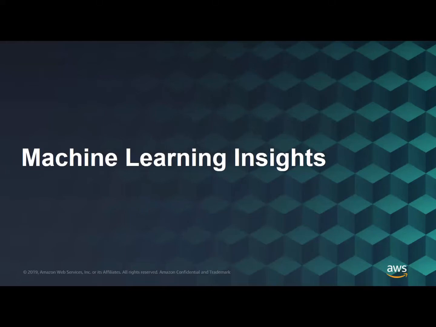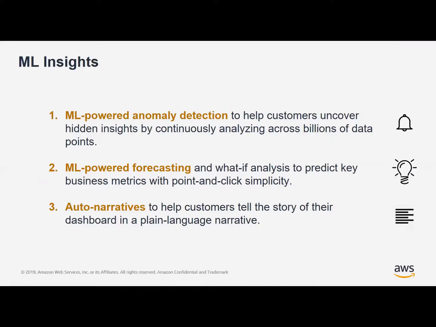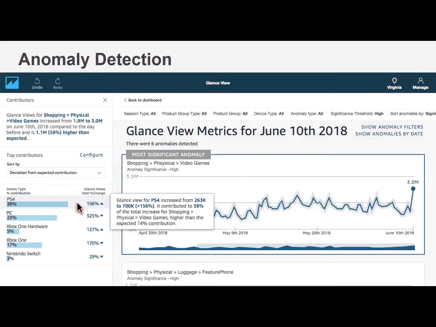All right, so diving into ML. Here are the 3 features that we've talked about already: anomaly detection, forecasting, and the auto narratives. First off, on anomaly detection. The concept here is that you could hook QuickSight up to whatever kind of data set you want, anything that QuickSight supports today.